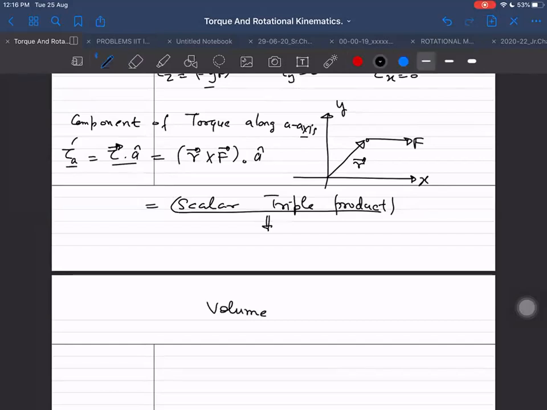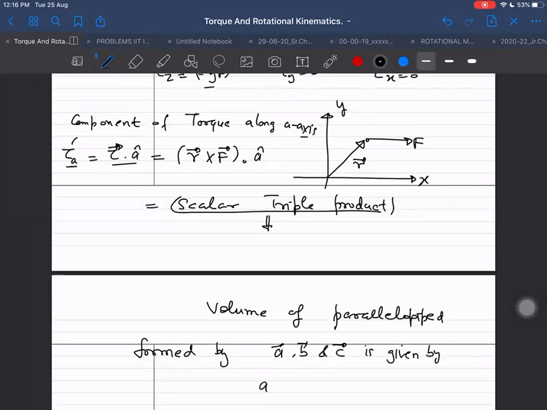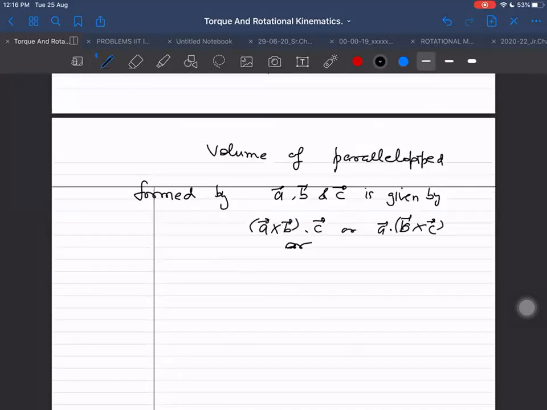You know, the volume of a parallelepiped. I should say the volume of the parallelepiped formed by vectors A, B, and C is given by A cross B dot C, or A bar dot B cross C, or we can write it in 3 ways. How can we write it now? As long as the order remains the same, A B C. Then it is 2 only, sir.